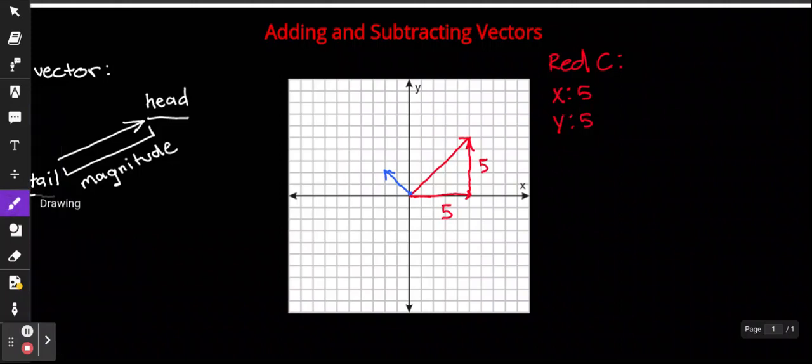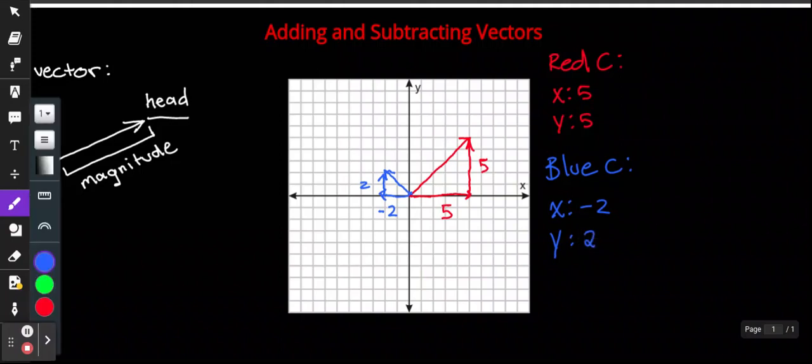Now, we're going to break up our blue. Our blue is 2 units to the left. And when we're looking at the left, we're going to say it's negative because it's opposite to the right, which we're going to consider positive. So our blue is -2 to the left and +2 up because up is positive and down is negative. So our blue components, our x is -2 and our y is 2.